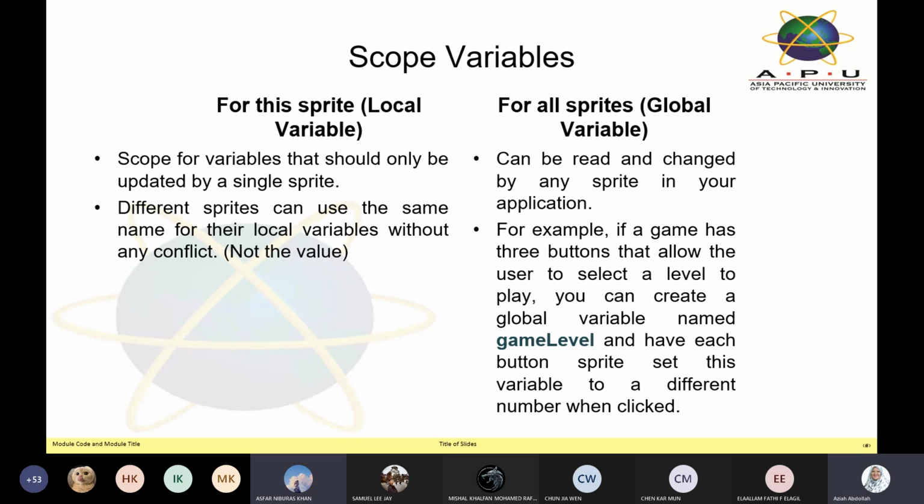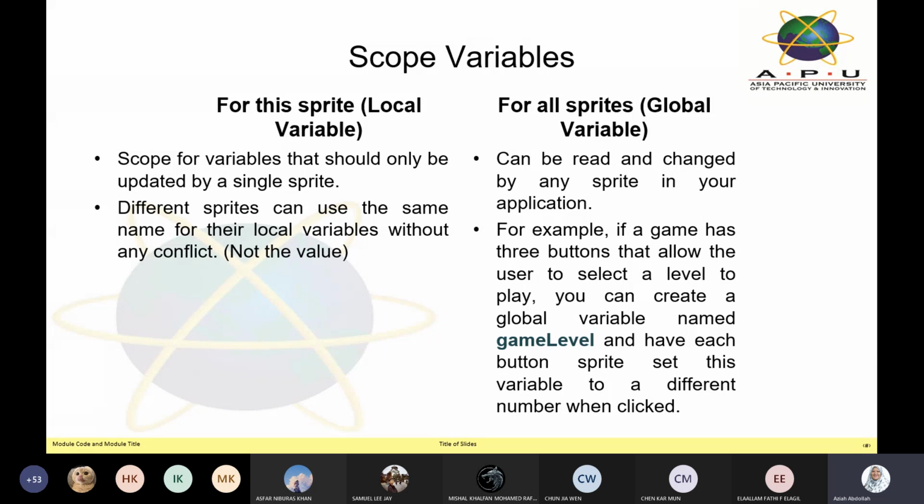Okay, so let's look in detail. A local variable can only be updated by a single sprite, the sprite where you declare the variable. In programming languages, when we say creating a variable, we say declare, variable declaration.